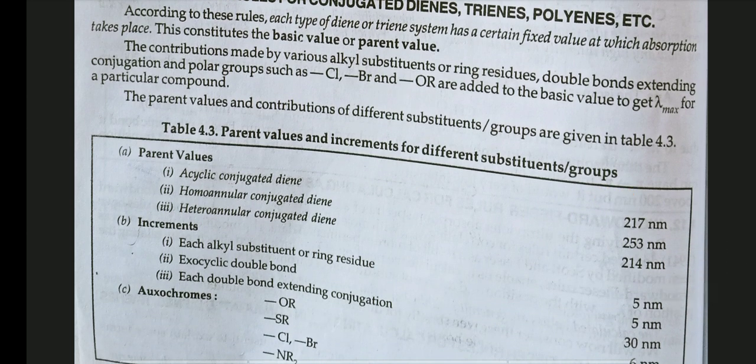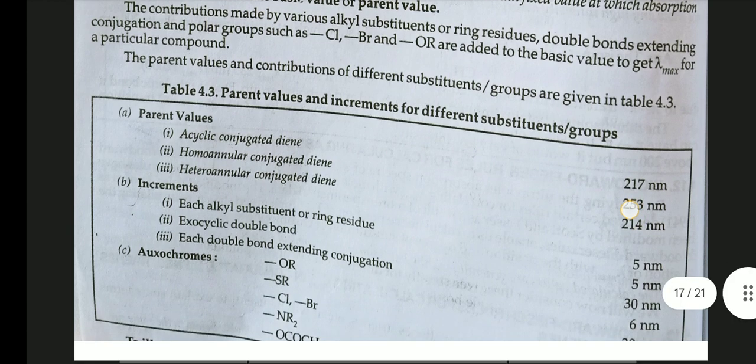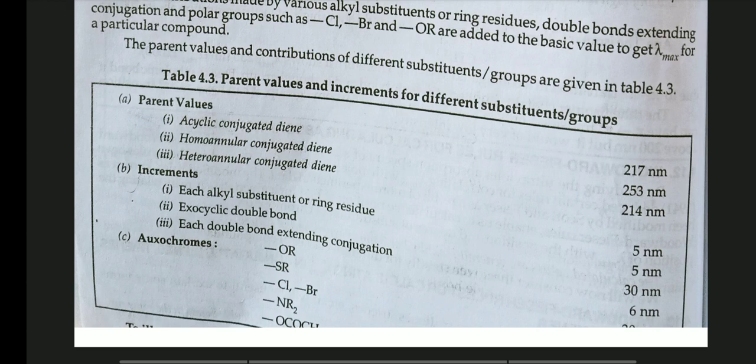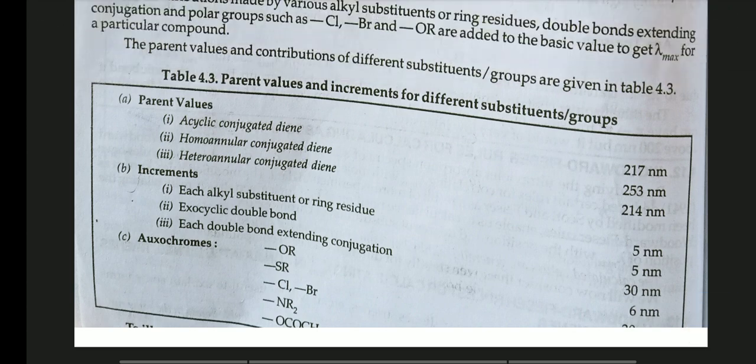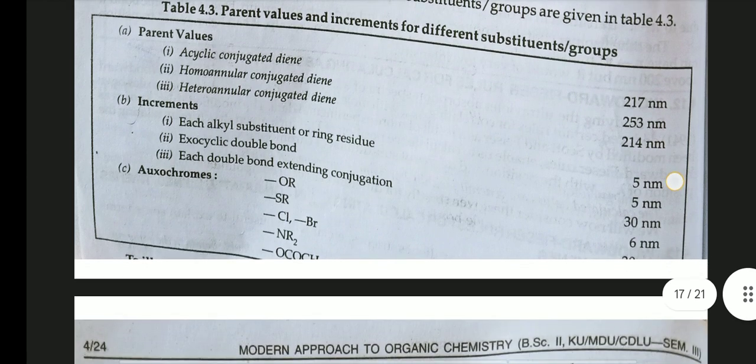Parent values: acyclic conjugated dienes 217 nanometer, homoannular conjugated dienes 253 nanometer, heteroannular conjugated dienes 240 nanometer. Increments: each alkyl substituent or ring residue 5 nanometer, exocyclic double bond 5 nanometer, each double bond extending conjugation 30 nanometer. Auxochromes.